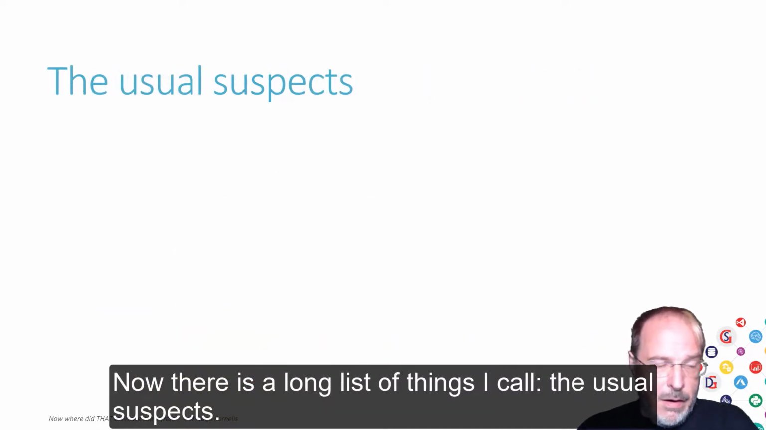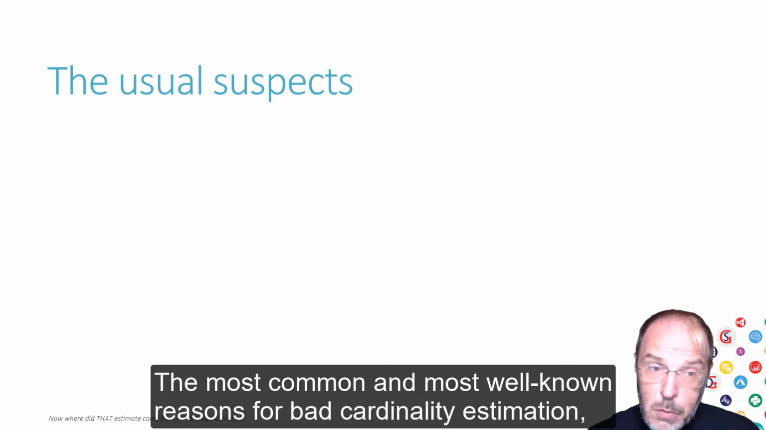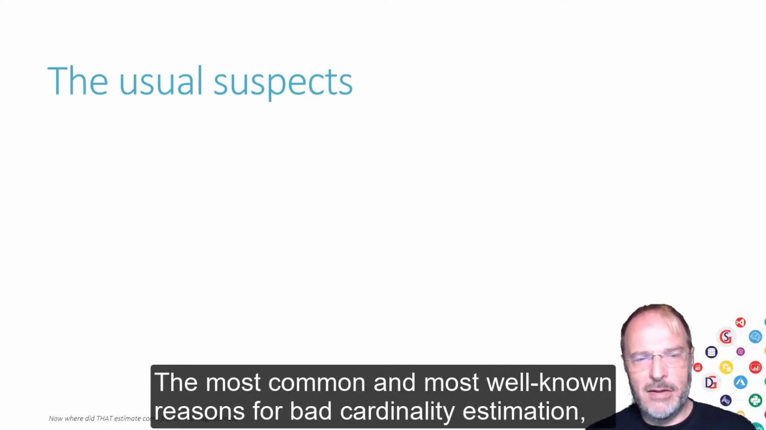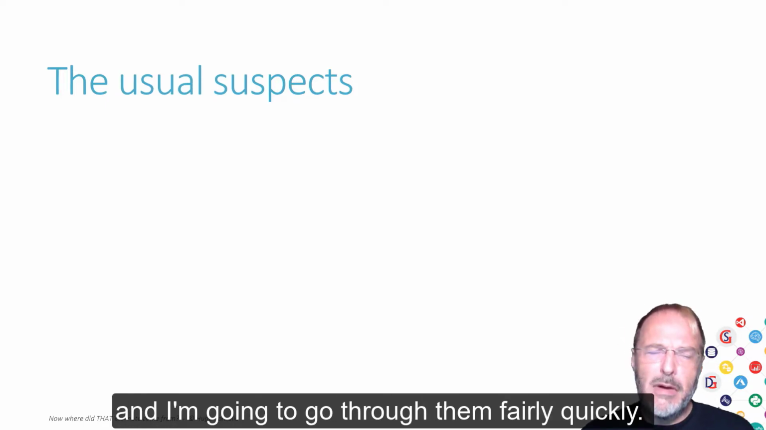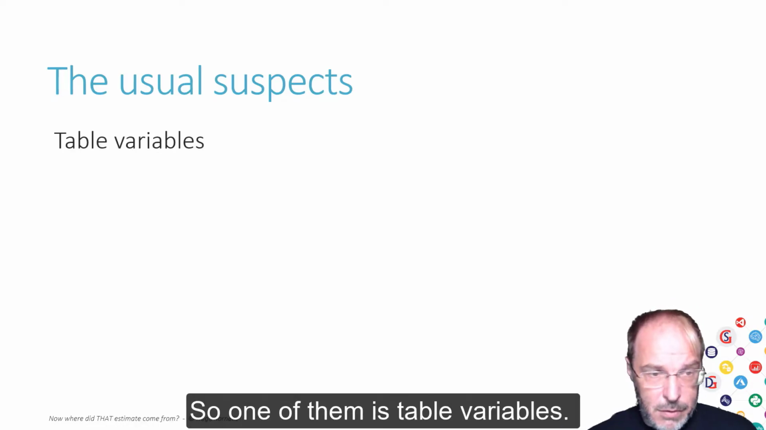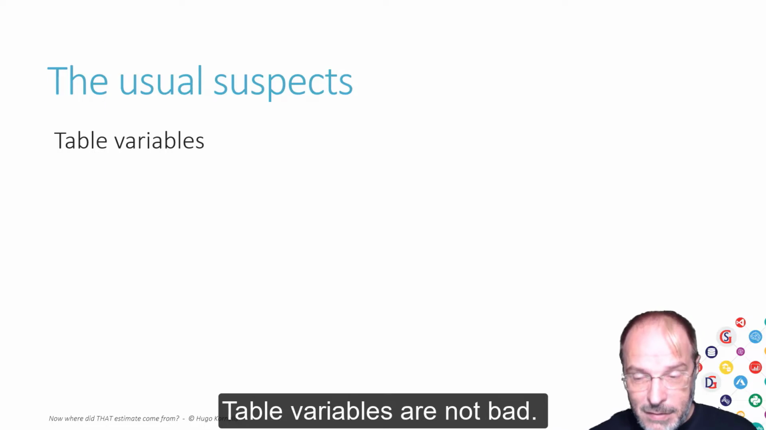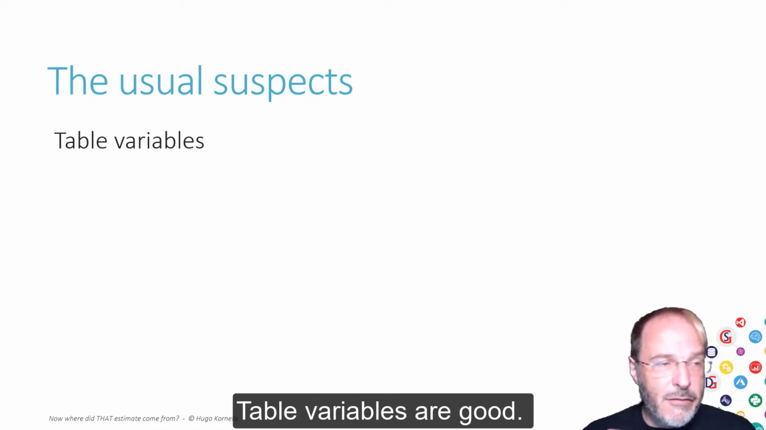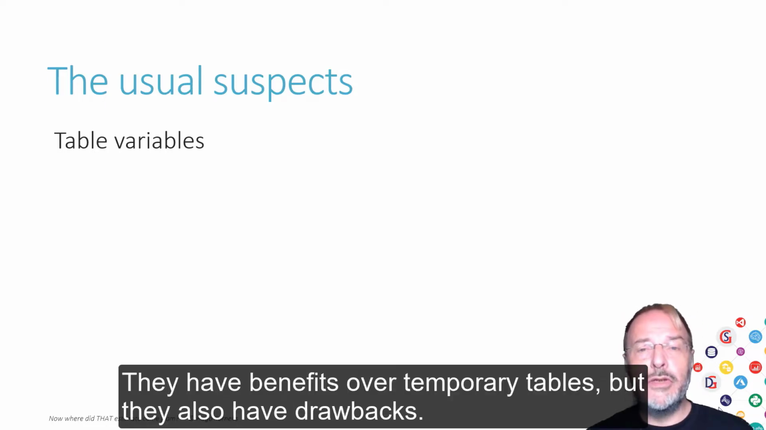Now, there is a long list of things I call the usual suspects, the most common and most well-known reasons for bad cardinality estimation, and I'm going to go through them fairly quickly. So one of them is table variables. Table variables are not bad. Table variables are good. They have benefits over temporary tables, but they also have drawbacks.